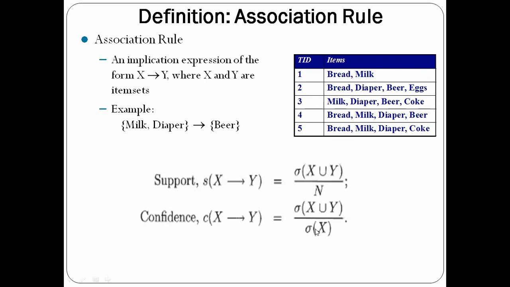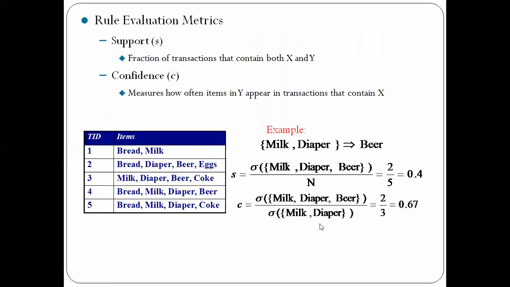Support count of X union Y divided by support count of X. Now, the support count of X union Y, that is milk, diapers, beer, we have already found to be 2. Next, the support count of X, X meaning the LHS part, milk comma diapers. So what is the support count of milk comma diapers?